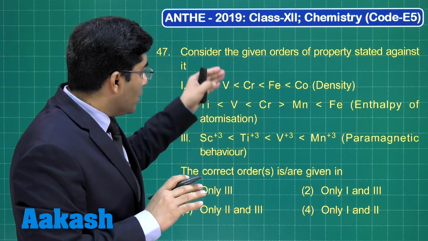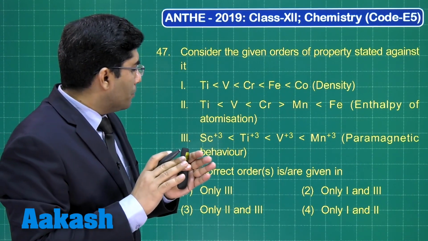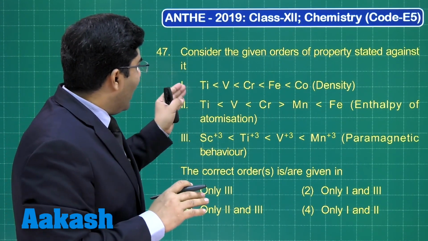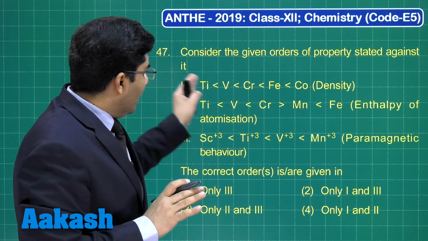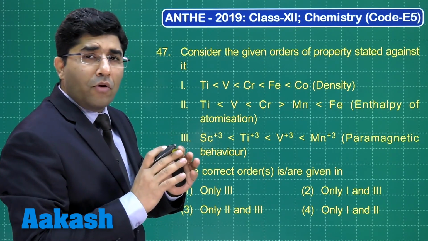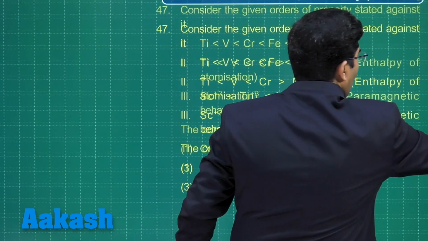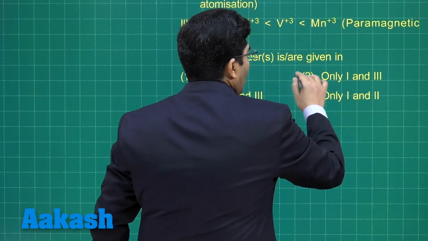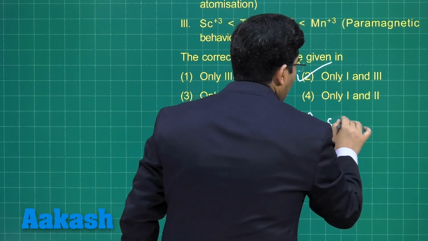Now if we talk about these two, this is data based. So we know that according to NCERT, density increases when we move along the period in the case of d block elements. Therefore, the second one is the correct answer.